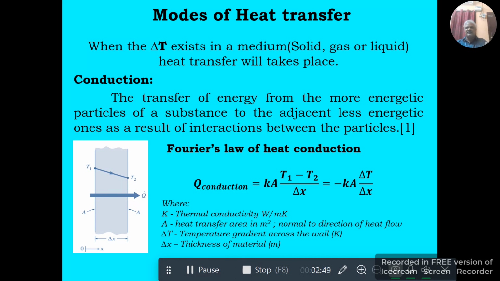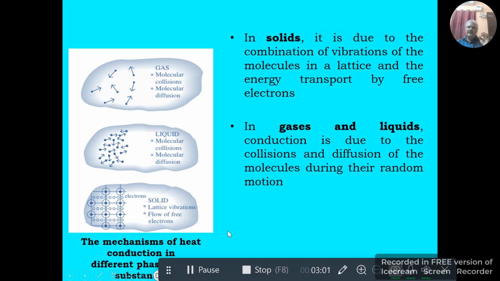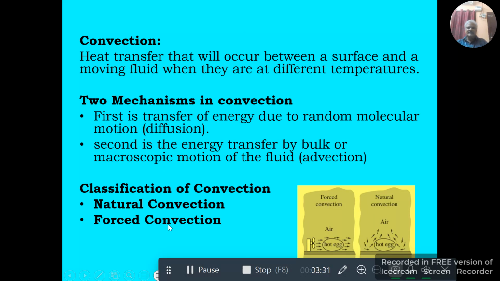Without a temperature difference, heat transfer may not take place in conduction, convection, or radiation. In solids, heat transfer is due to a combination of vibrations of the molecules in a lattice, and energy transport purely by the free electrons present in the outermost shell. Whereas in gases and liquids, conduction is due to the collisions and diffusion of the molecules during their random motion. By this principle, heat transfer takes place in solids as well as in gases and liquids.